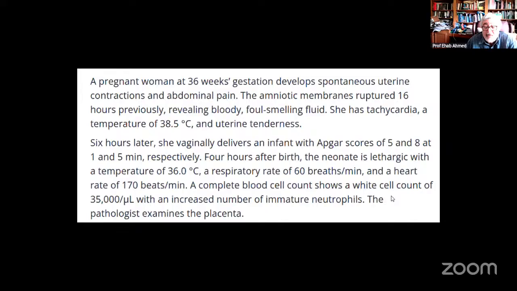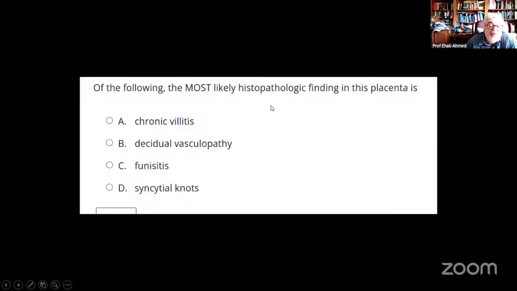So I will give the labor and delivery guy a phone call immediately. Sir, please send the placenta of baby X for pathology, and please send the results to us as soon as possible. The pathologist examined the placenta. Of the following, the most likely histopathologic finding in this placenta is: A, chronic villitis; B, decidual vasculopathy; C, funisitis; D, syncytial knots. If you don't know the answer, try an educated guess.